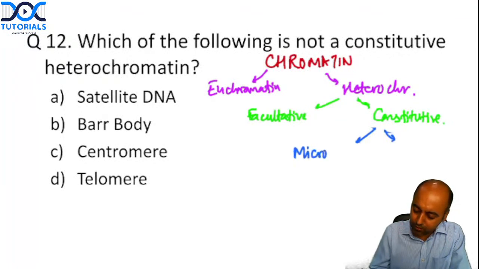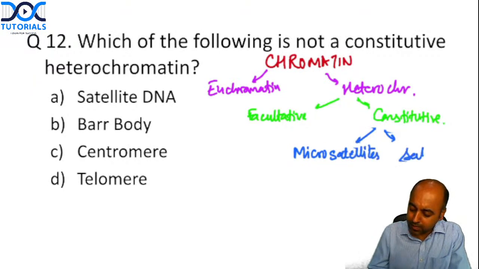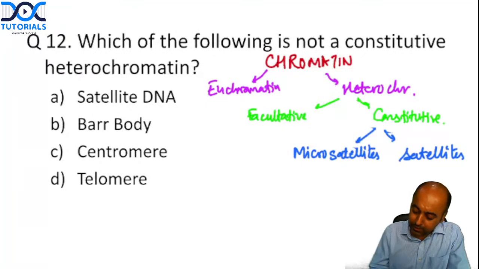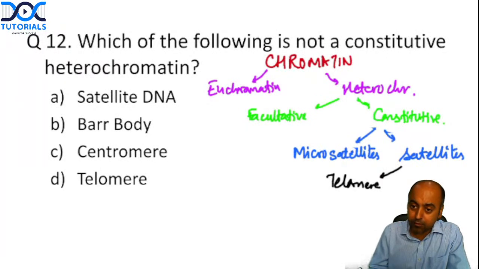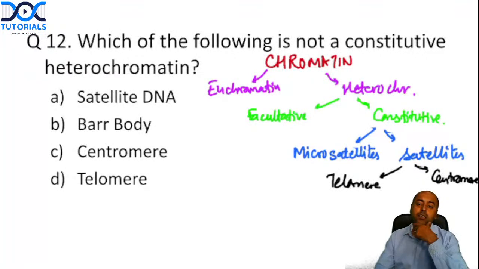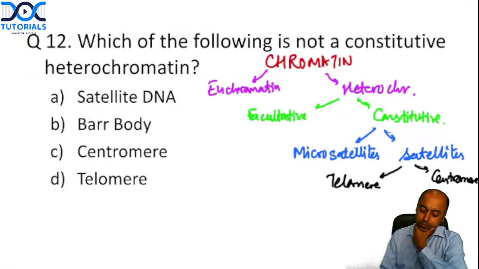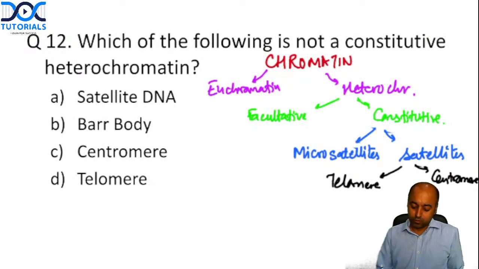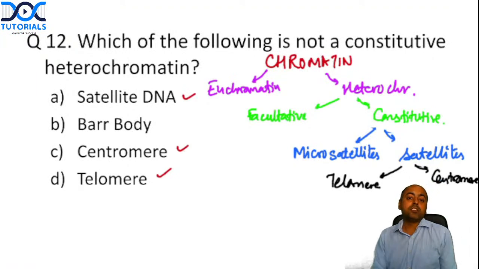The constitutive type may be microsatellites or they may be satellites. And the satellites include the telomere and the centromere. So now the question is talking about the constitutive heterochromatin. So constitutive heterochromatin are microsatellites, telomeres, centromere, satellites. So centromere, telomere, satellite, all of these are constitutive heterochromatin.